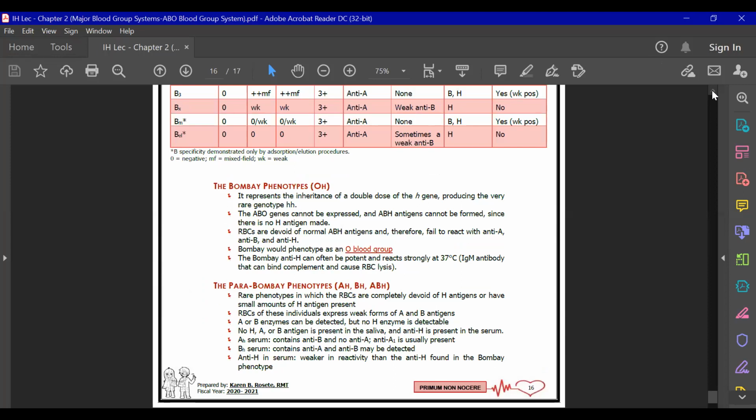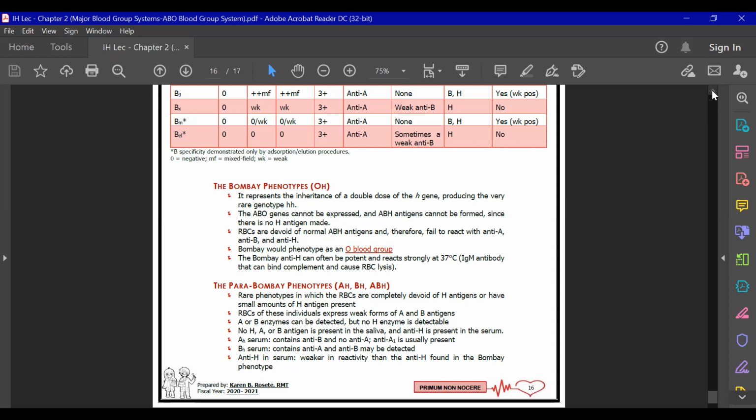That is a question that we have to ponder on. Why must it be Bombay to Bombay? Because normal group O blood has a high number of H antigen. The Bombay individual has anti-H, so there will be a reaction. Okay, so the anti-H, thank you for that.